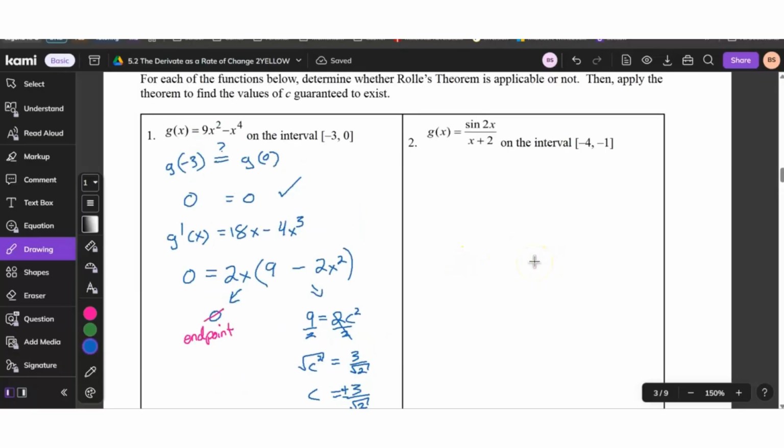Here we have g of x. Is it continuous? No, it's discontinuous. Where? Is -2 on our interval? Yes. Therefore, we cannot use it. So no, g of x is undefined.